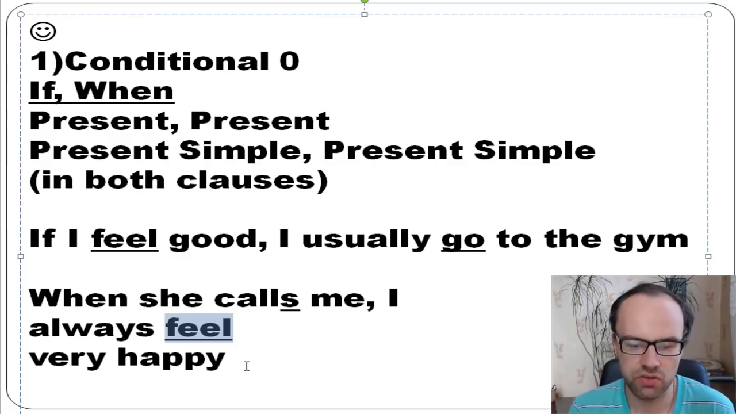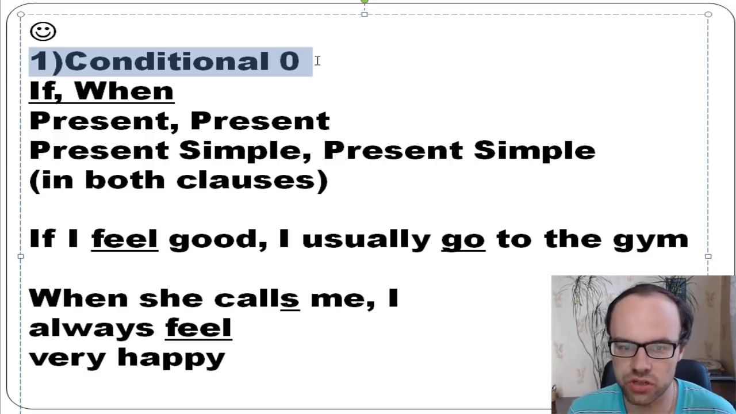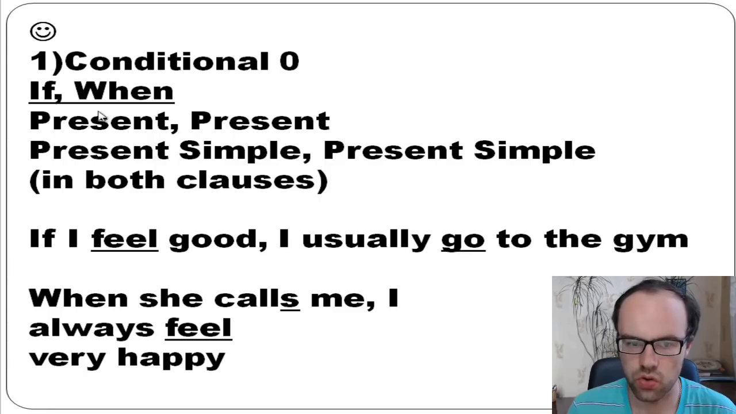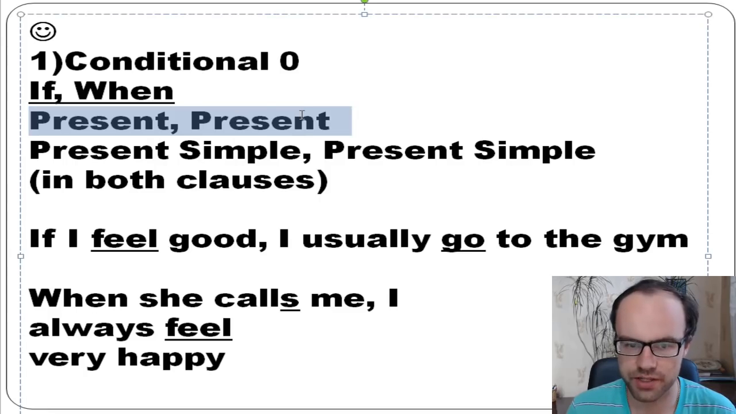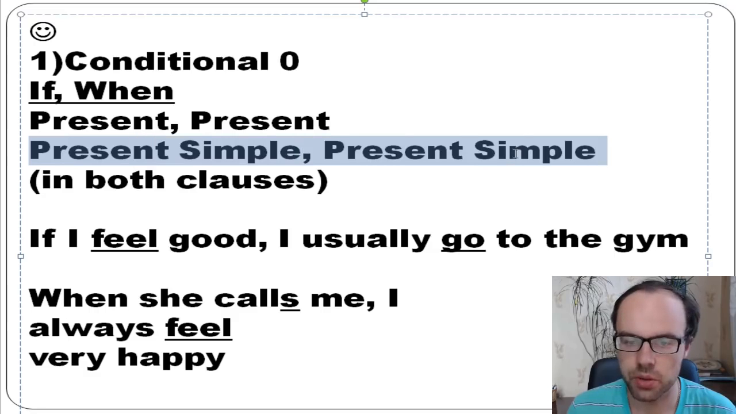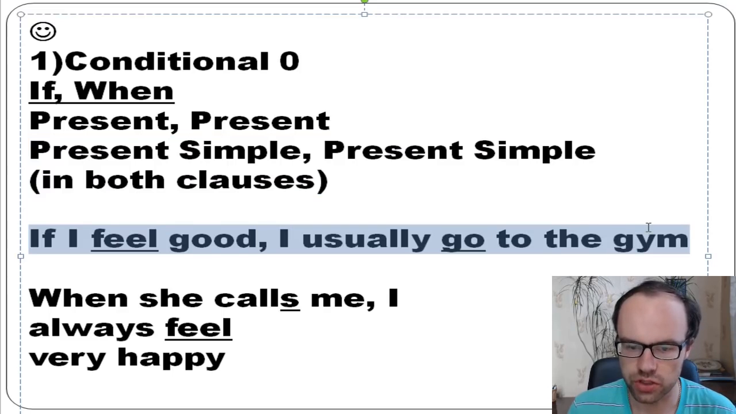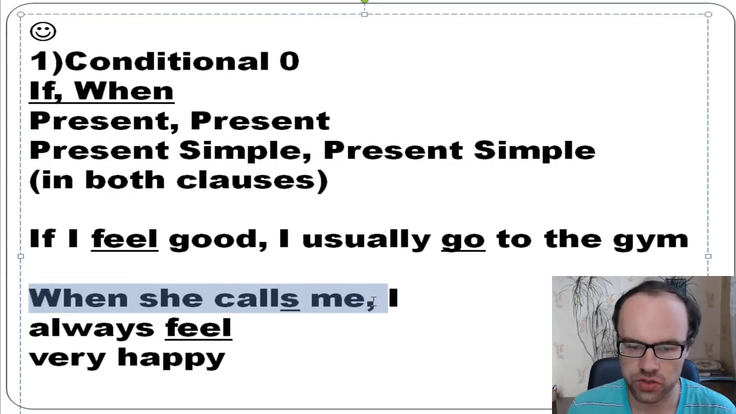So really it's easy, but anyway, you need to know what zero conditional is. Okay, so zero conditional, with if and when. So we have present and present, and we use present simple and present simple in both clauses. If I feel good, I usually go to the gym. When she calls me, I always feel very happy.